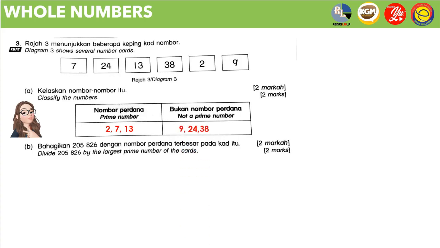9, 24, and 38. Right. Divide 205,826 by the largest prime number of the cards. Which is the largest number? Okay, let's do division. This is a different method of doing the division. Alright, we're going to divide it. Okay, we're going to put bars.